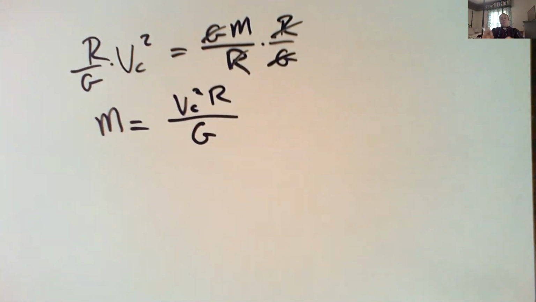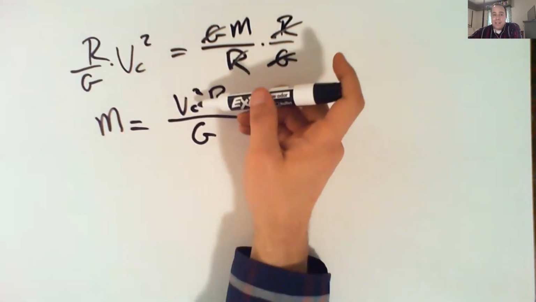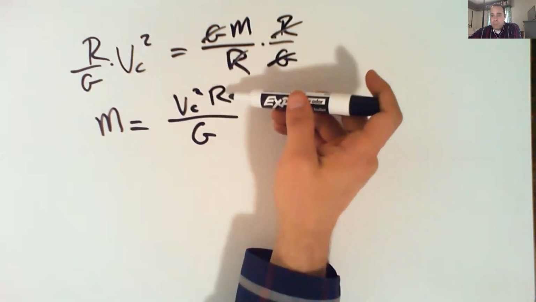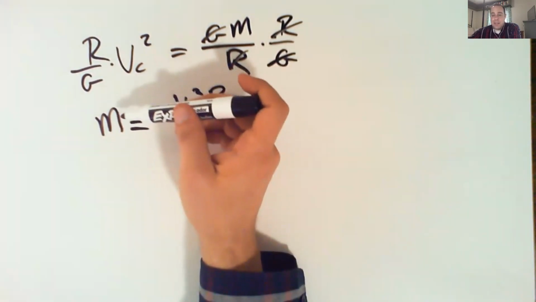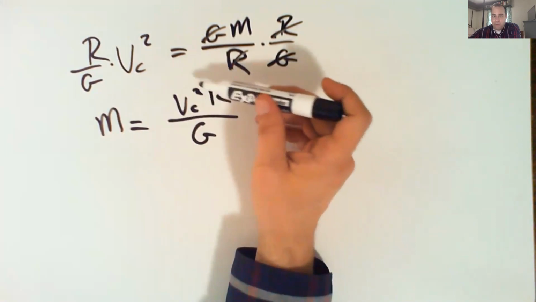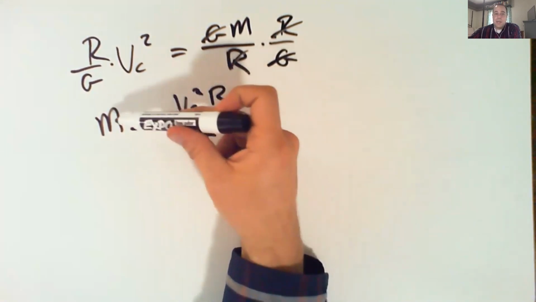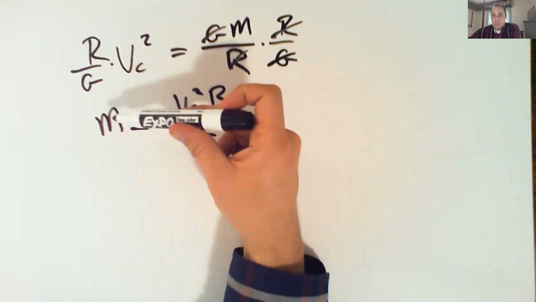That's it. If you can measure how fast you're moving around something, and you can measure how far you are away from the center of that something, then you can calculate its mass. In fact, this is how we know what the masses of the planets are. For the most part, if they have moons, it's very easy to calculate how fast the moons are going around it and how far away they are from the center. And that gives you the mass directly.